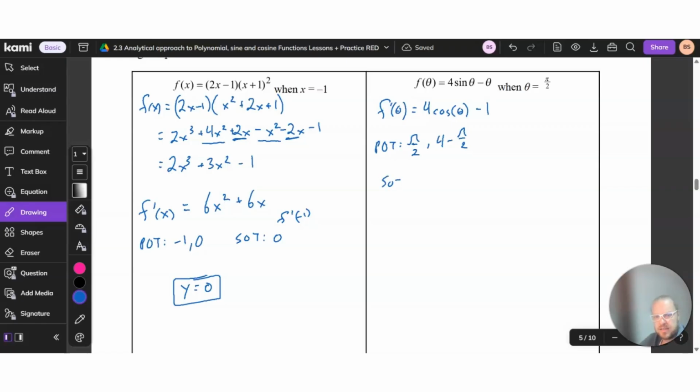It's not that bad. And then my SOT, this is where now I'm going to plug in the pi over 2 into this one, and that's a lot easier because cosine of pi over 2 is 0. 0 times 4 is still 0. Minus 1 is negative 1.